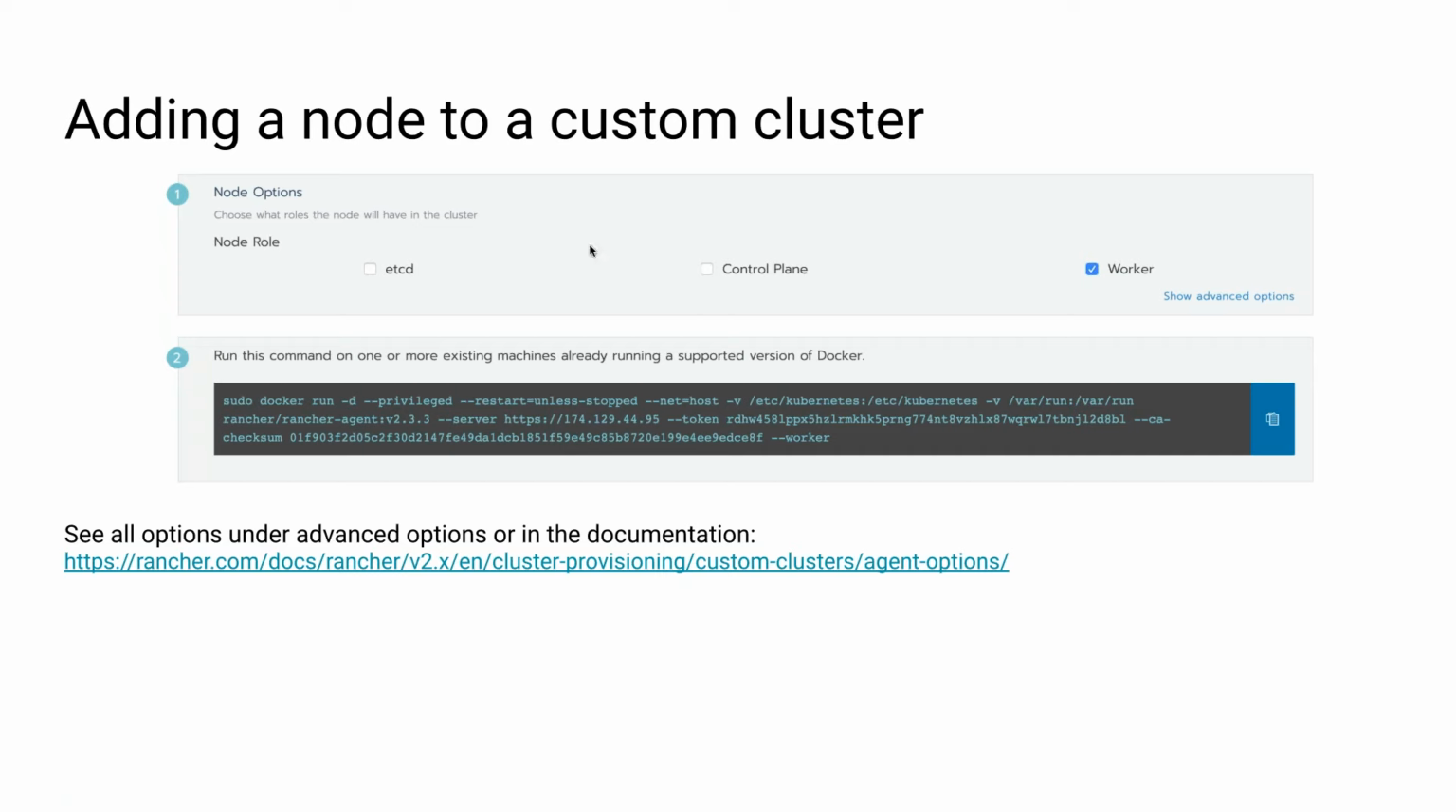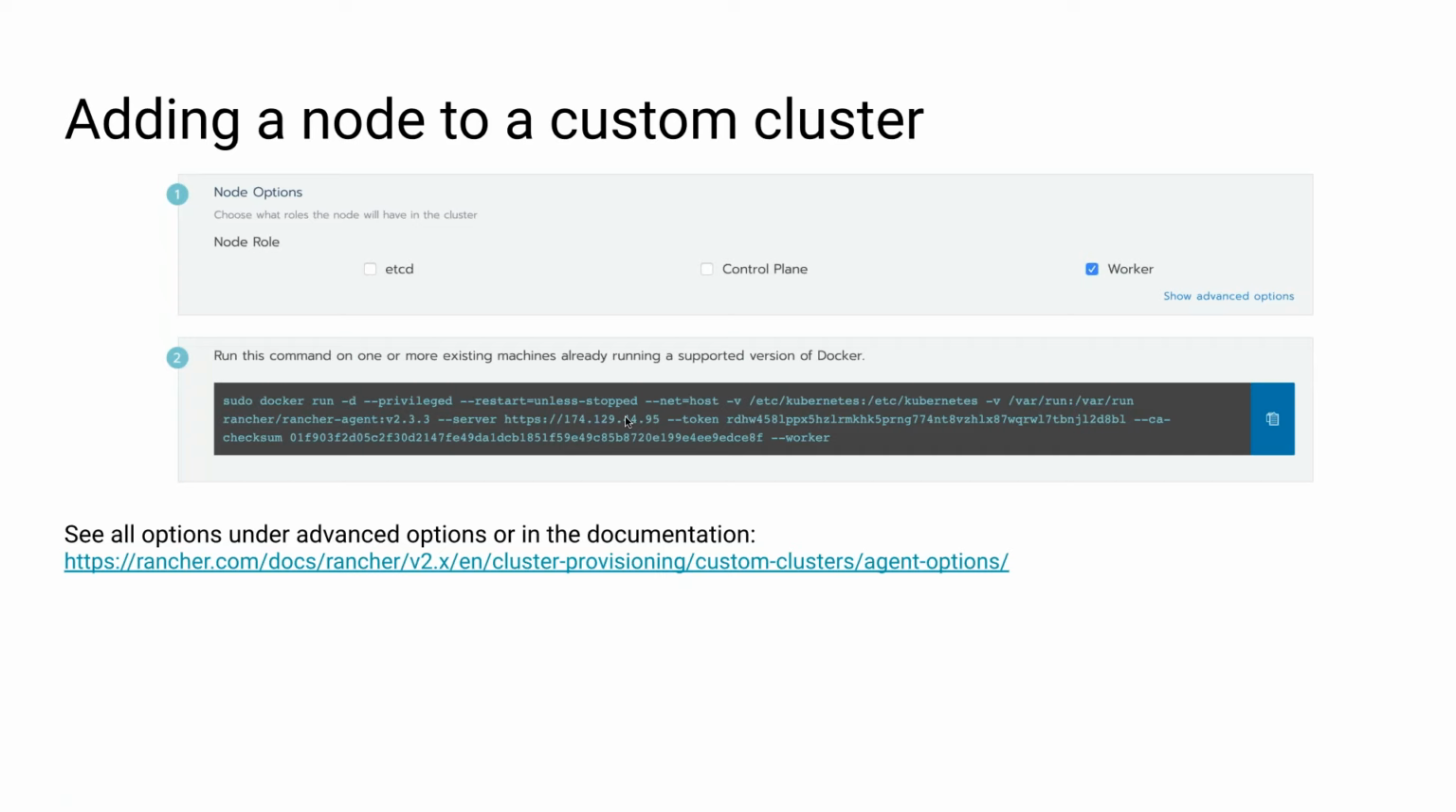And based on those roles, they will be added to this command, right? So if you select control plane and etcd, those flags will be added. This is the command that you get when you add a custom cluster. To reiterate, when you create nodes from an infrastructure provider, this is the command that will automatically be run on that machine. After we install Docker for you on that node, we will run this command, and then it will get added to the cluster. So that's basically what is automated.